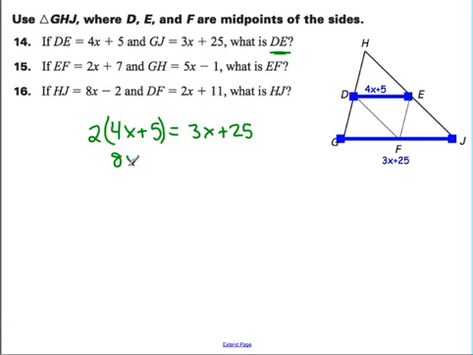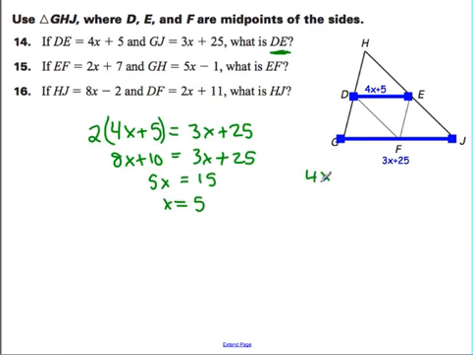When we distribute, that's 8x plus 10 equals 3x plus 25. I'll subtract 3x from both sides, I'll have 5x. I'll subtract 10 from both sides and have 15. In this case, x equals 5. That's not my answer because the question says, what is DE?